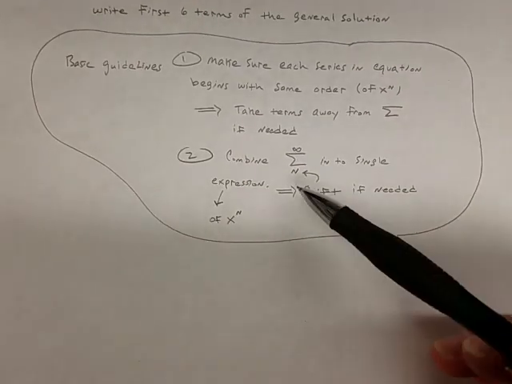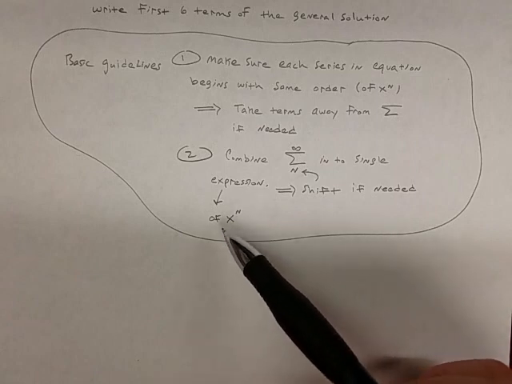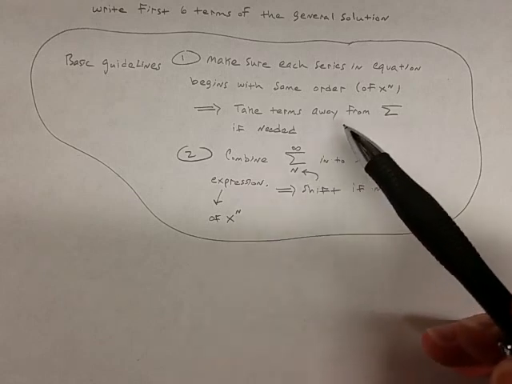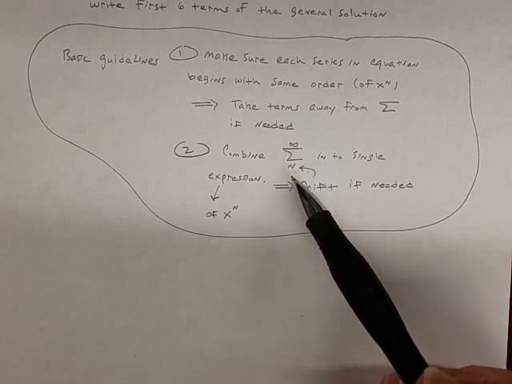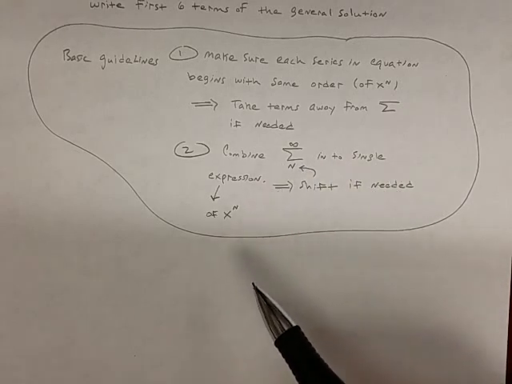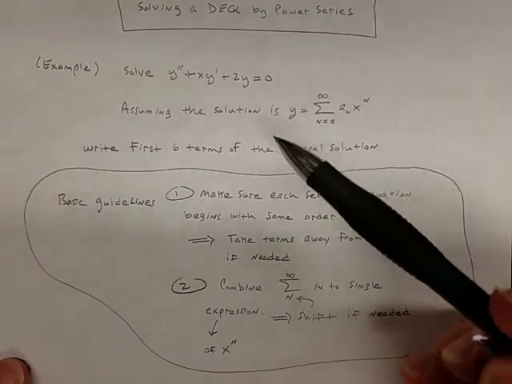And then what? Well, then you combine them into a single expression. They should all involve x to the n. That should match throughout them. And they should definitely all start at the same place. But combining them, you might have to shift the index to get a single expression, a single summation. Okay? All right, so bad news about solving this one is that's not enough room.